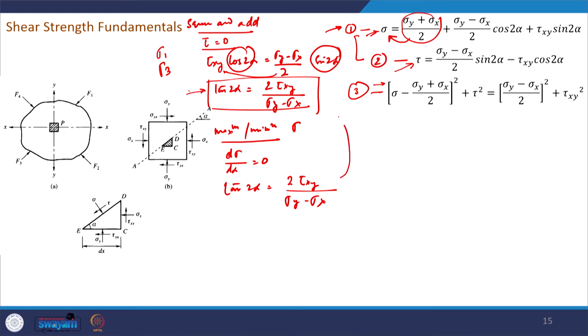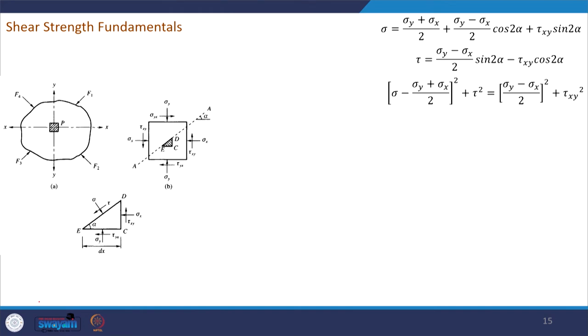So, this is very interesting that both these two expressions are same, which means that the plane having the zero shear stress, or the principal planes, are also the planes that have the maximum and minimum normal stresses. Alright. So, this is also an important conclusion from this particular discussion.